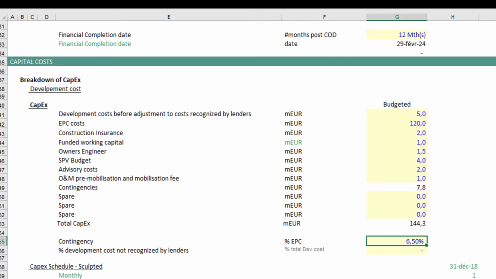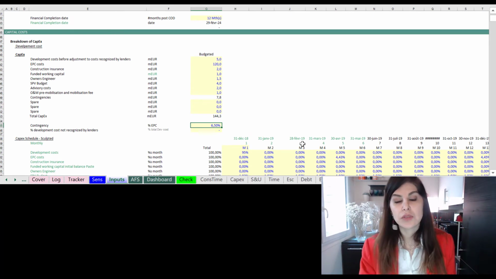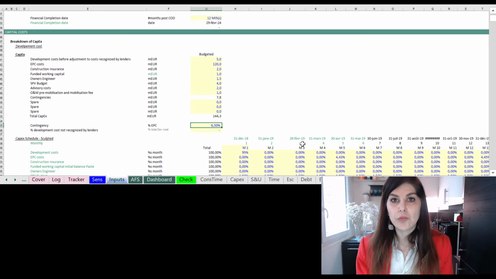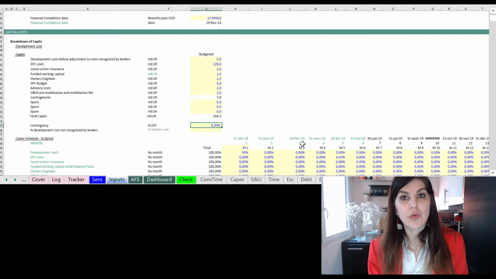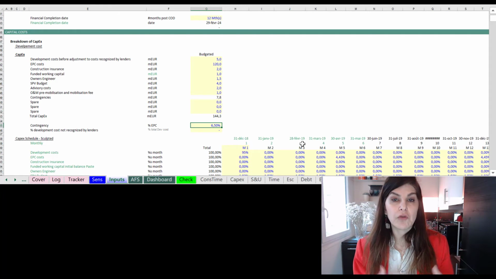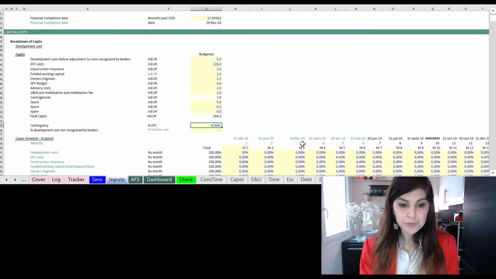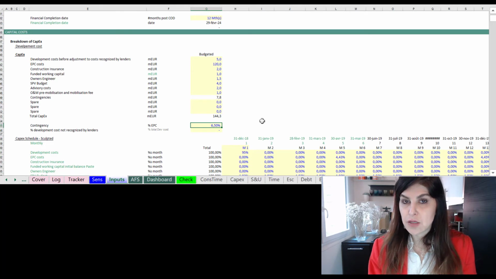As we said, that's something that you need to discuss with lenders, and with your technical advisors, and get their opinion about what should be the right amount of contingency provision. You also have to provide flexibility in your models to be able to change this contingency provision. Okay, so here I had it expressed as a percentage of EPC.